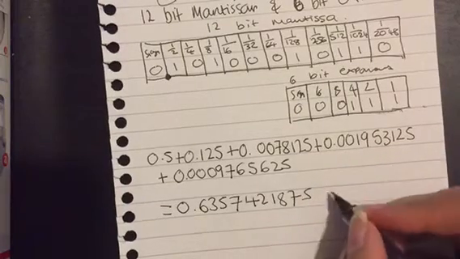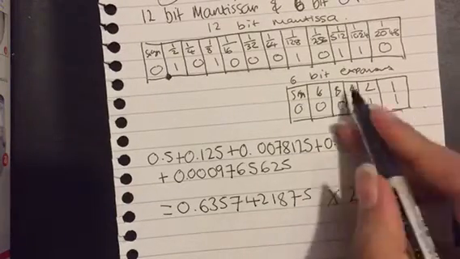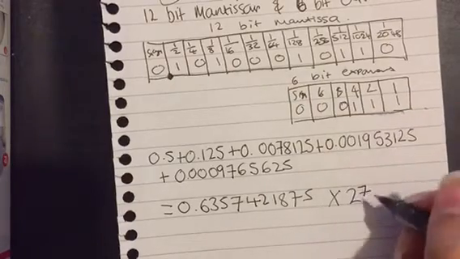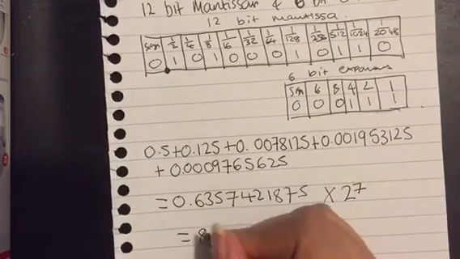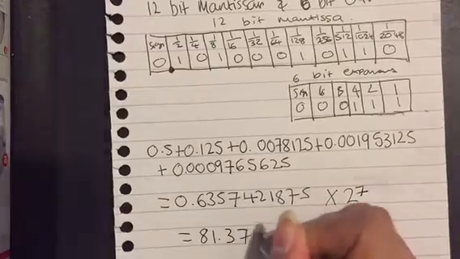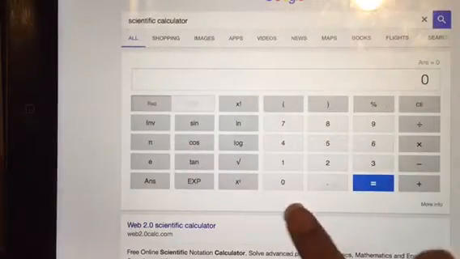Okay, then we have to times it by 2 to the power of, and our exponent was 7, and it should bring us back to 81.375. Let's check the answer on the calculator.